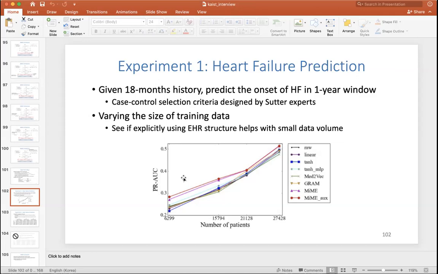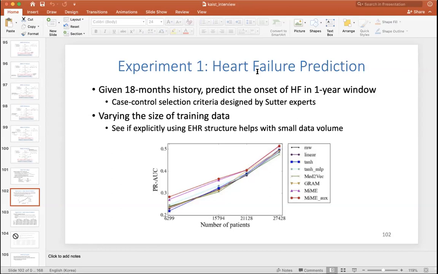So experiment 1 is heart failure prediction. Given the 18-month record of 30,000 patients, we try to predict whether each patient will or will not have a heart failure diagnosis within the next 1 year time window.